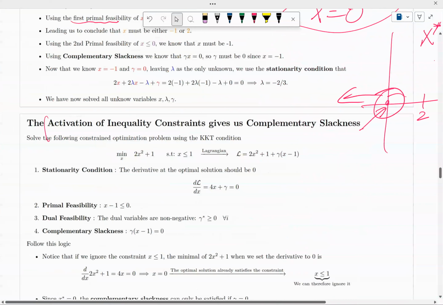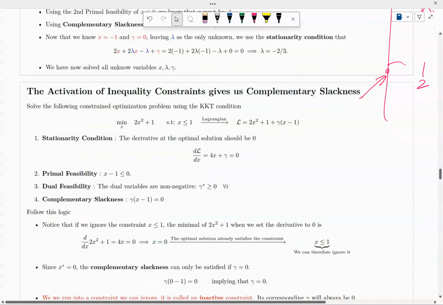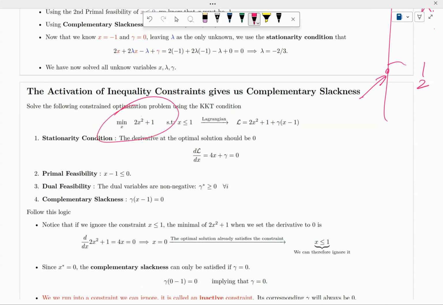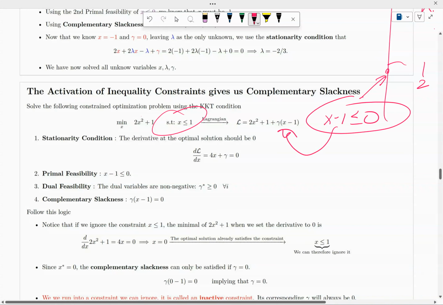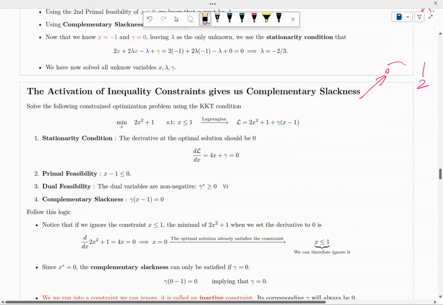Next, solving the following constraint using the KKT. Let's look at yet another example. Over here it is saying that x is less than 1, and this is what you're trying to minimize. So the Lagrangian equals this, right? Gamma, remember, we need this to be always less than 0. So x minus 1 is less than 0. That's how we got this. So this right here is our Lagrangian.